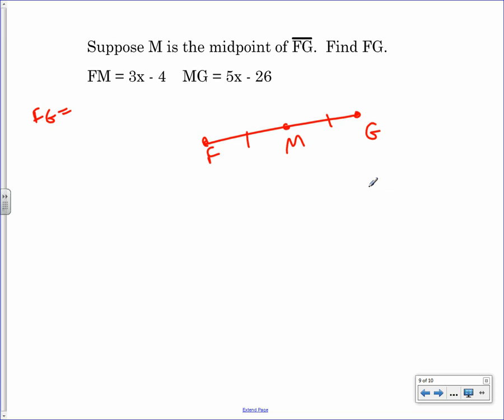Okay? So I'm going to label what I know. I know FM is 3x minus 4. And I know MG is 5x minus 26. I'm just labeling what they said. That's a minus 26, sorry. Even though they want FG, what do I really have to look for first? Yeah, you have to find X first, don't you? They didn't ask you to, but there's really no other way to do it, okay? So don't say anything out loud just yet. Take a moment and look at that and see what you think we would do to find X.